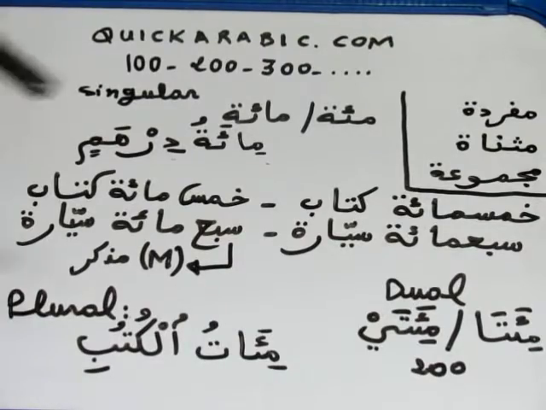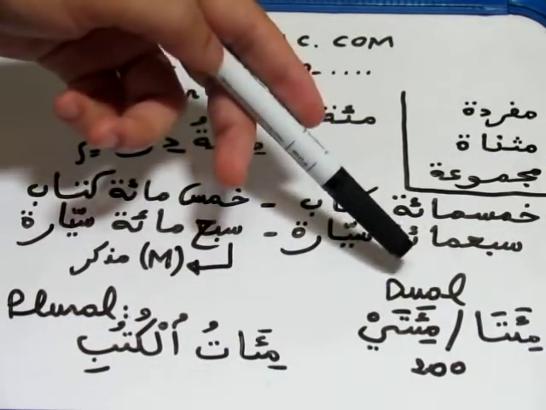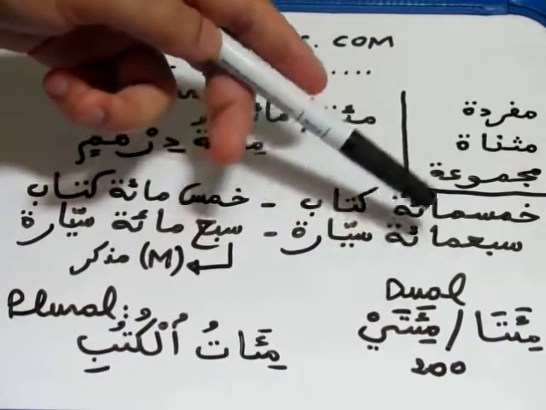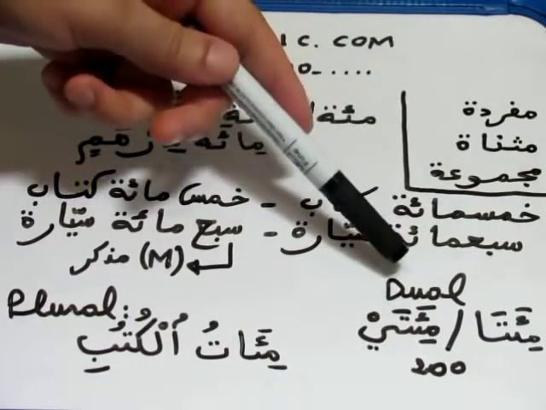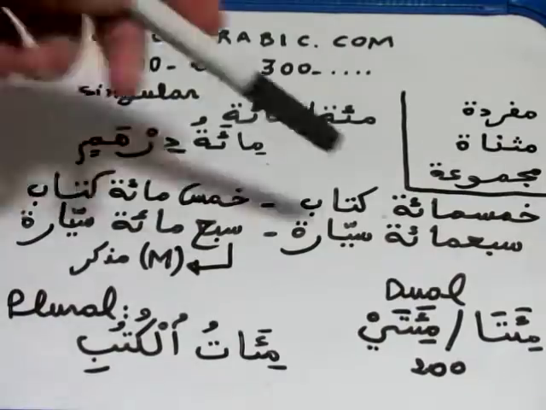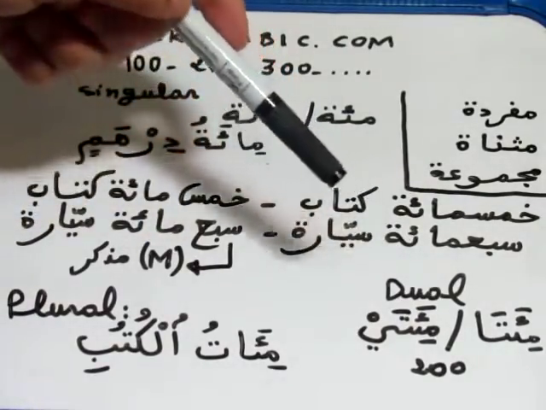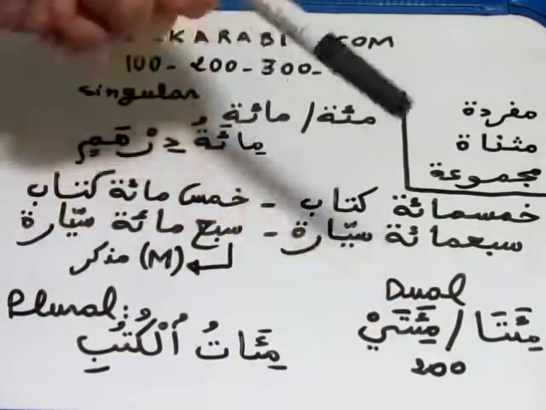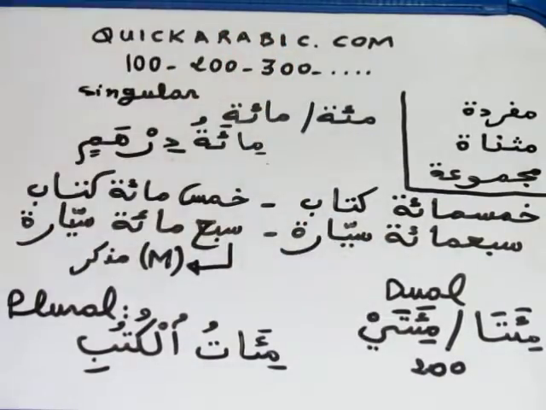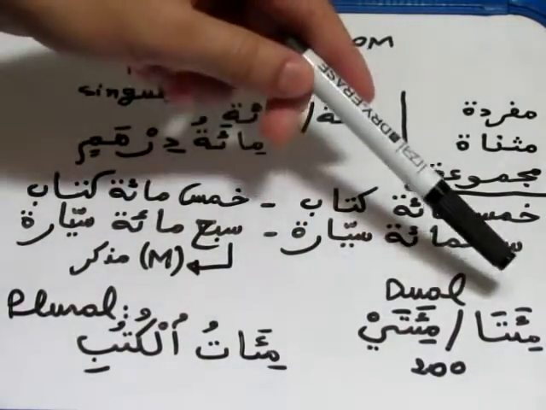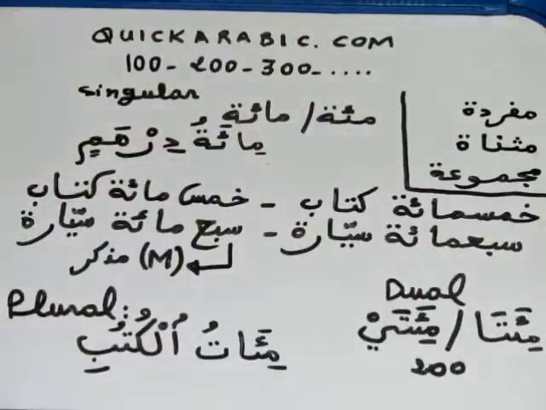The last one is the dual. Before the last one, which is the second one, is the dual. The dual is only used when we describe or we write or we count 200, only 200. This is how it's written, mi'ata or mi'ati.